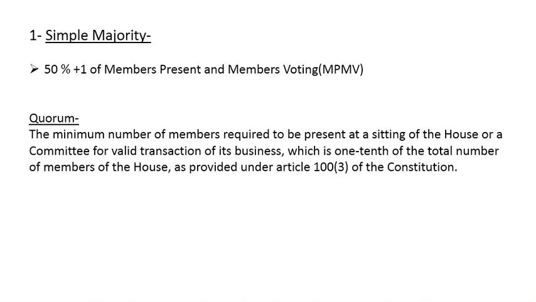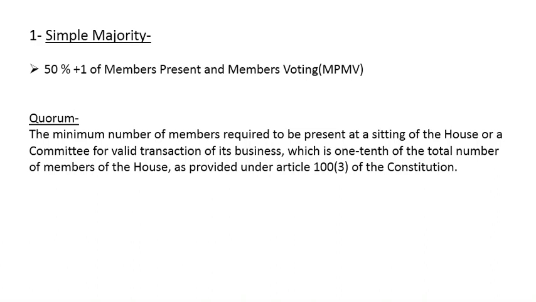And we know quorum, which states the minimum number of members required to proceed in the house, is 1/10. So, like, the strength of Lok Sabha is 545, so 1/10 will be around 54 or 55. So even if 55 members are present, then they can vote. And if out of those 55, 50% plus 1 vote in affirmation, then that bill will be passed.